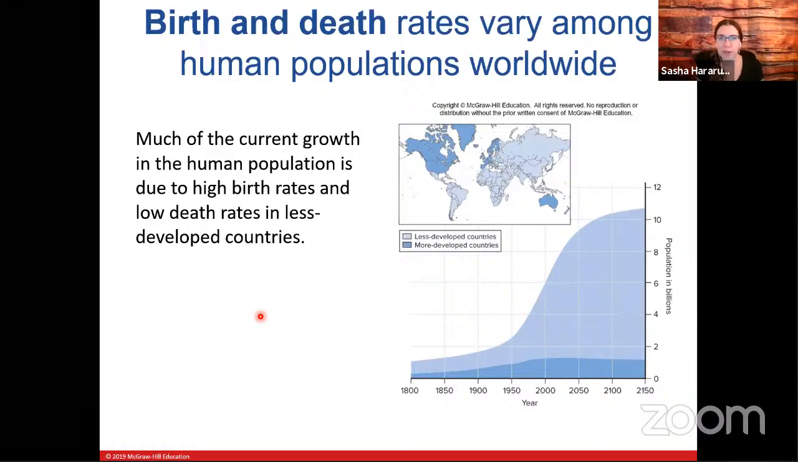So in the developing countries, the death rates are low, but birth rates are still high. Whereas in more developed countries, which have been benefiting from medicine for longer, birth rates are low and death rates are low.